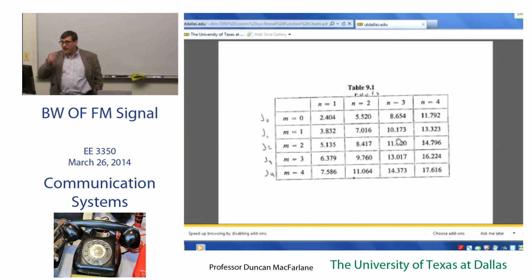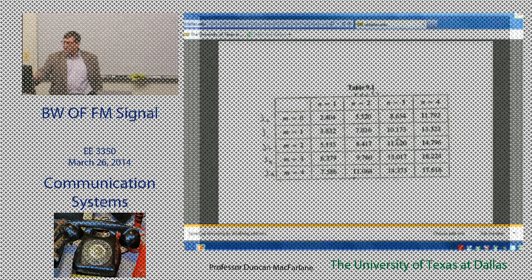This is my last slide, and I'd like you to go back and pull this up and take a look at it with a couple of friends and talk about it. The last slide is just here's where the zeros happen for J1, J2, J3, J4, J5.